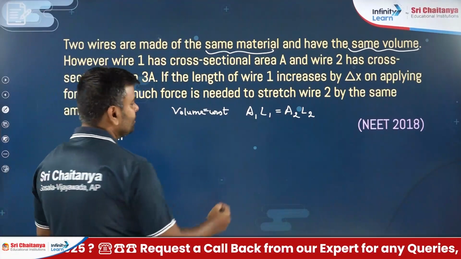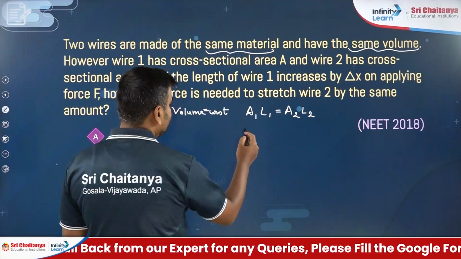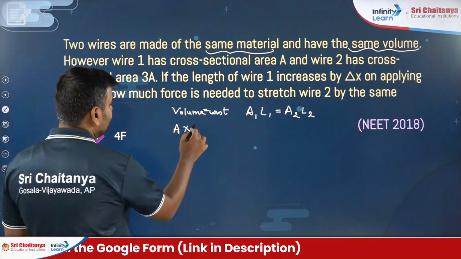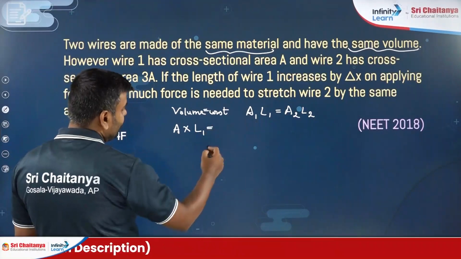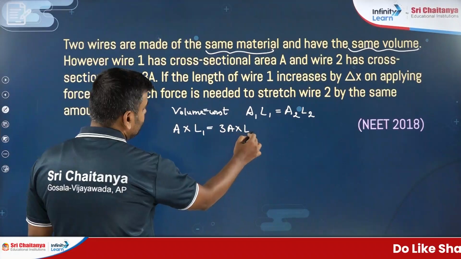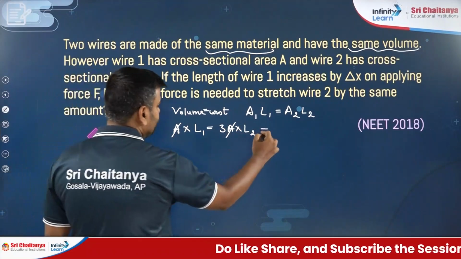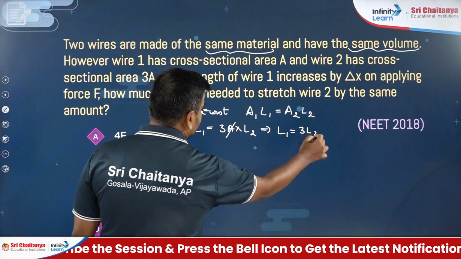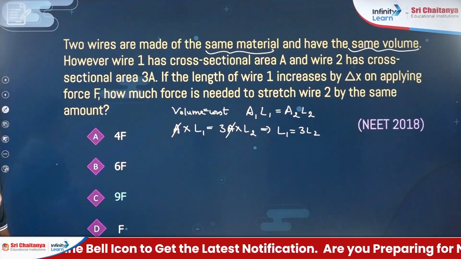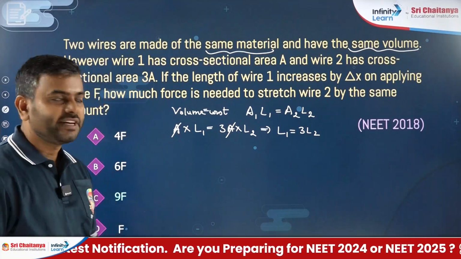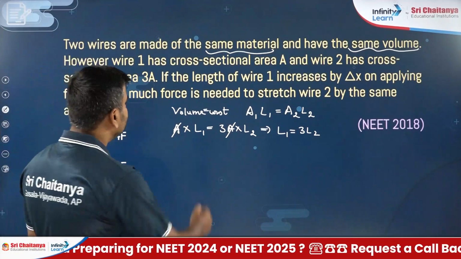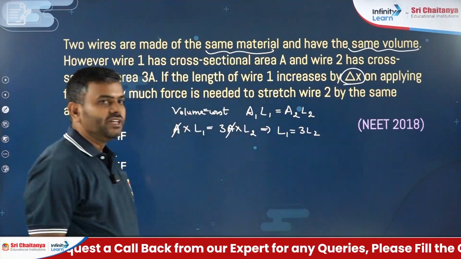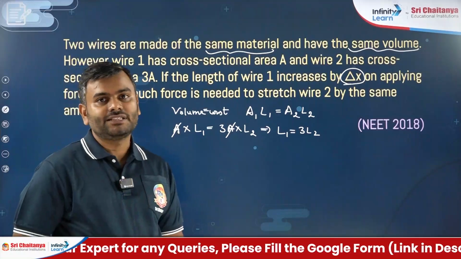Area relation is given to us. So A1 is A, and L1 we can take L1 only. A2 we have is 3A, L2. So A and A we can cancel on both sides. From there you can say L1 is equal to 3 times L2. So this is the length relation we have. Area relation they had given, length we have calculated. Now further, in this question, the length of wire 1 is increased by delta x amount, so there is an extension or stretch, that is delta x.